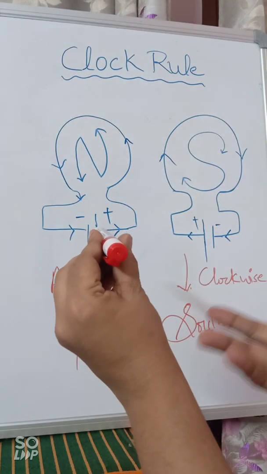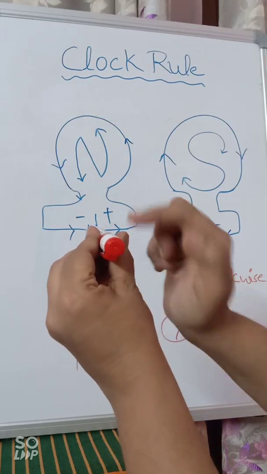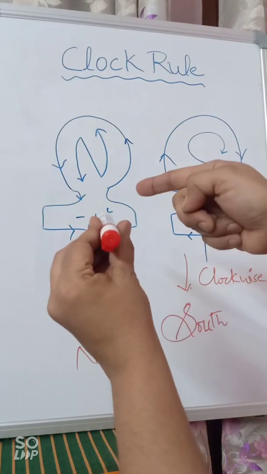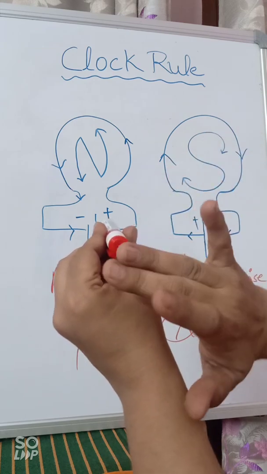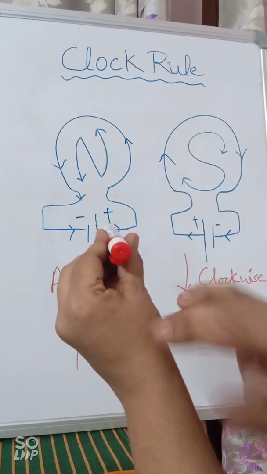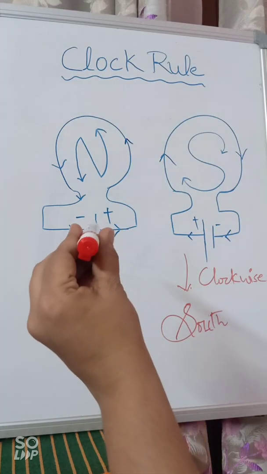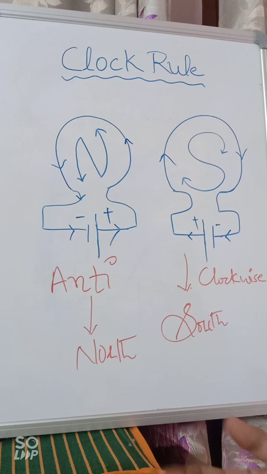And suppose it is opposite, that from this direction to this direction the current is flowing. When I'm saying this direction, it means it is anti-clockwise. When it is anti-clockwise, the end of the loop that is facing you is going to be the north pole and the other end is going to be the south pole, right? So we need to understand where to use the clock rule and where to use the right hand thumb rule. I hope you people are clear now.